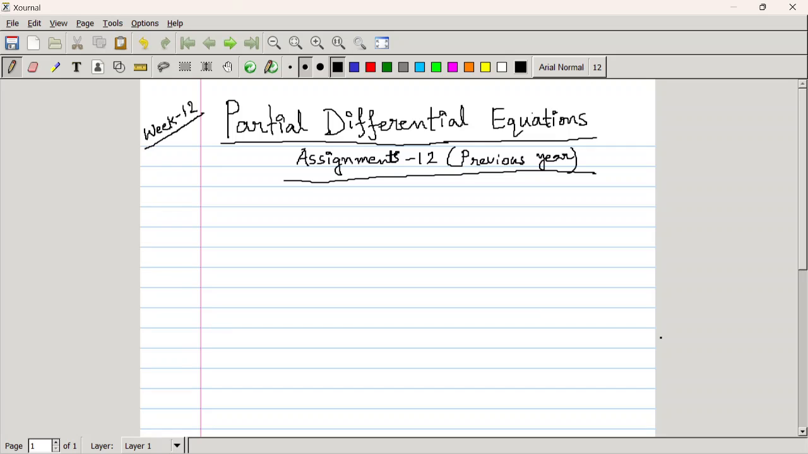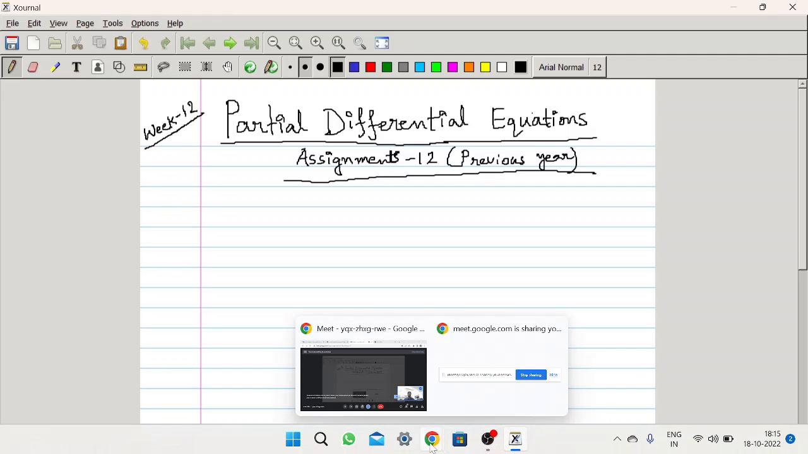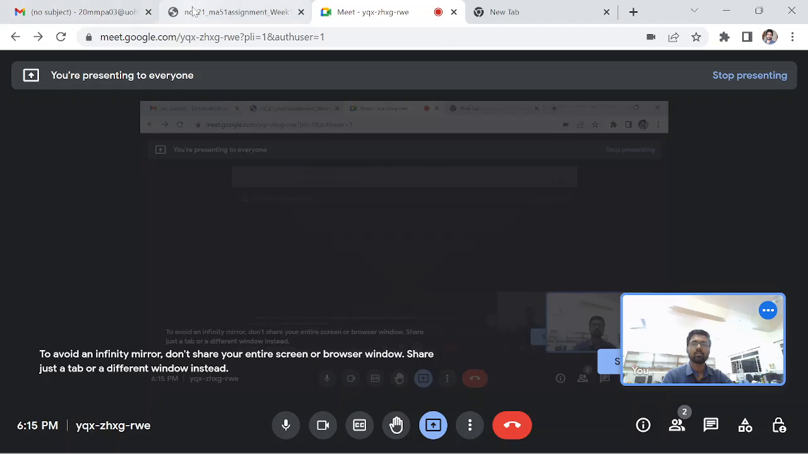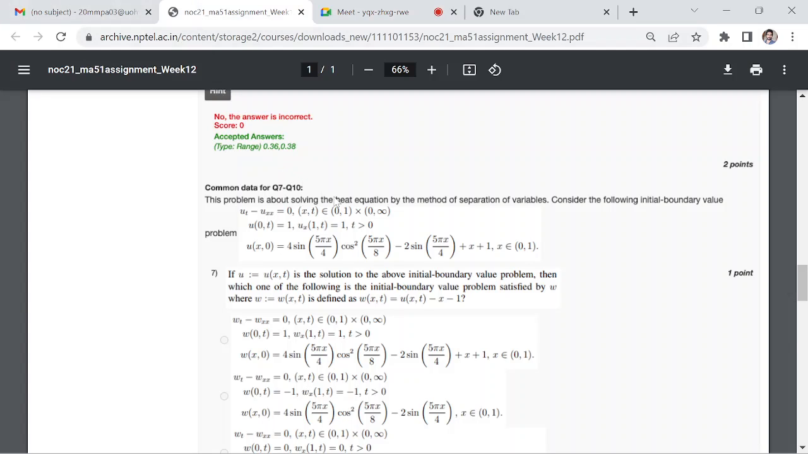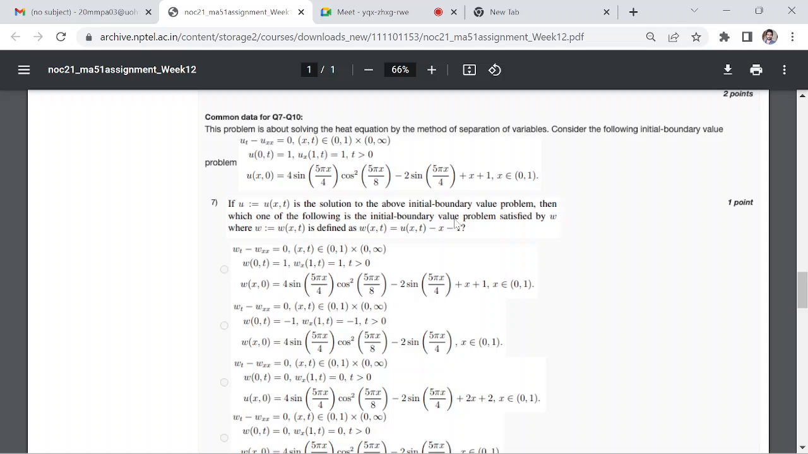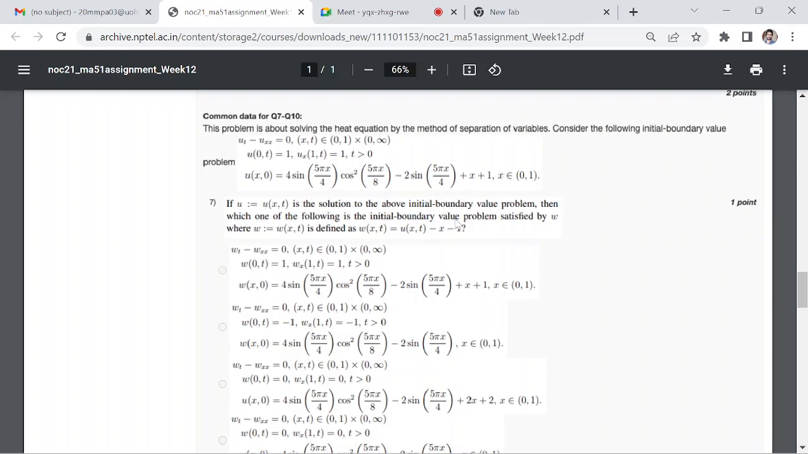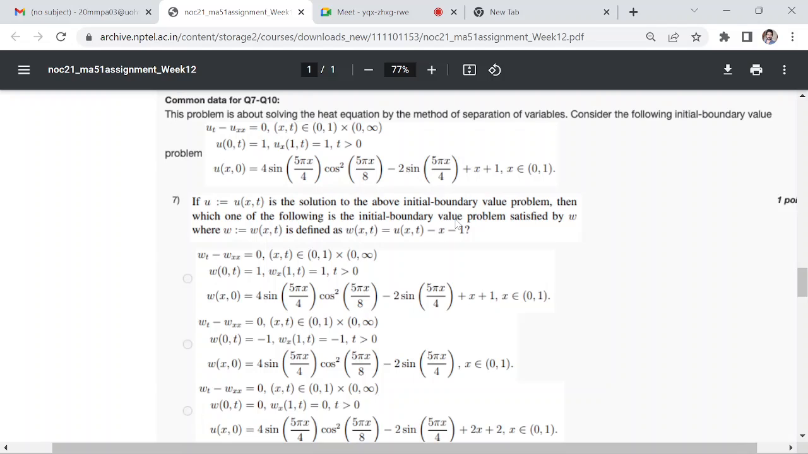Today I will solve problems from partial differential equations, assignment 12 of the previous year. Let me first show you the questions. Questions are from question number 7. Question number 7 is about solving the heat equation by the method of separation of variables.